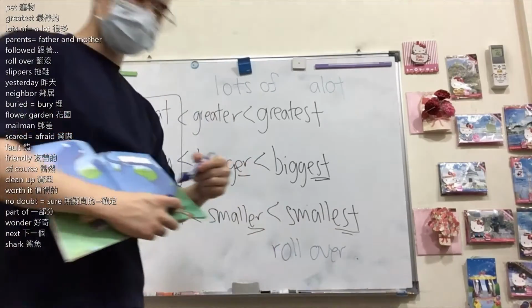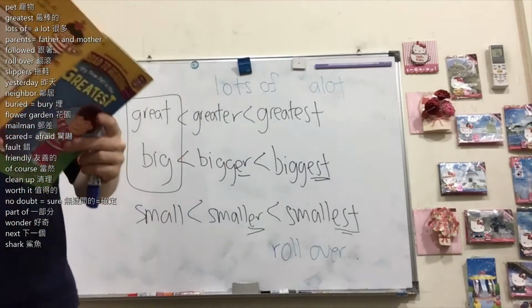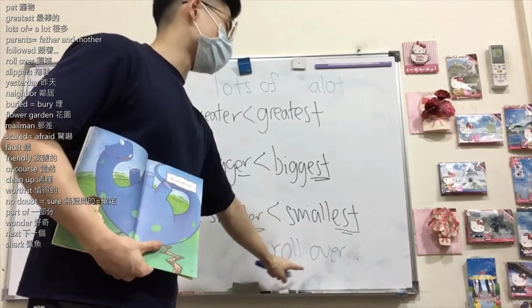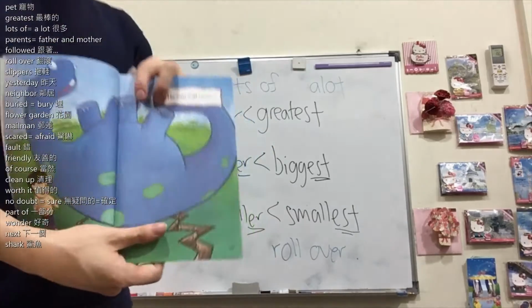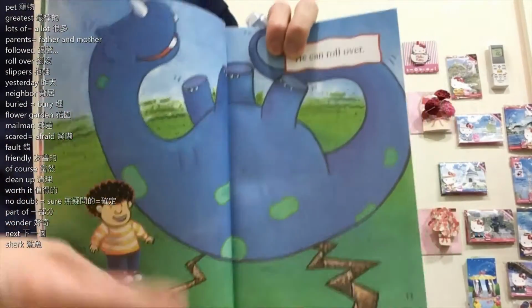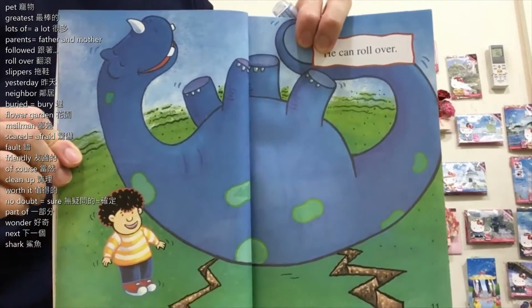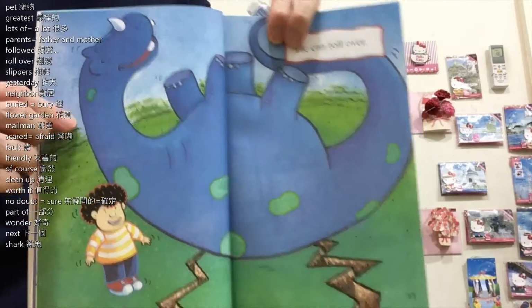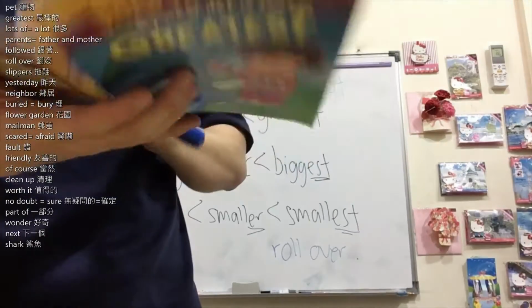R-O-L-L-O-V-E-R. Okay, this is a new phrase, roll over. The meaning of the phrase roll over is here. You can see that the dinosaur is rolling over, right? This is called roll over. Alright, so let's move on to the next page.